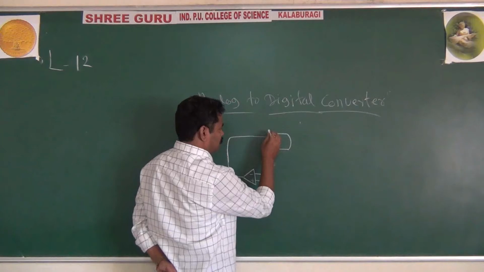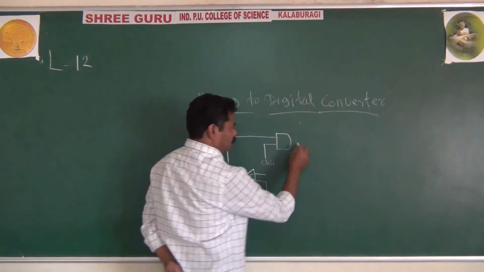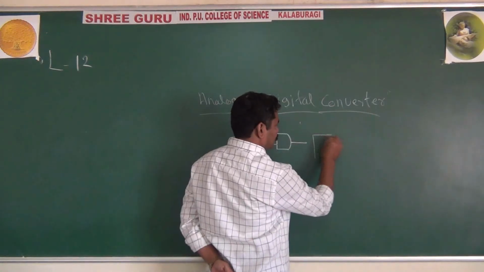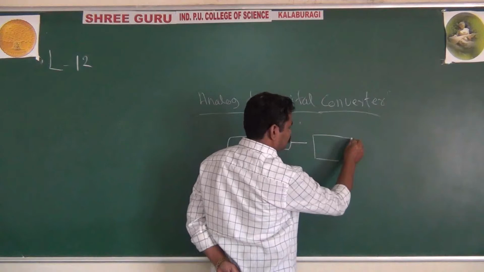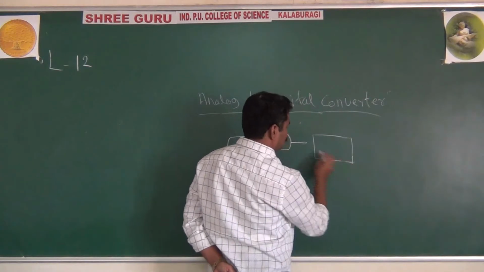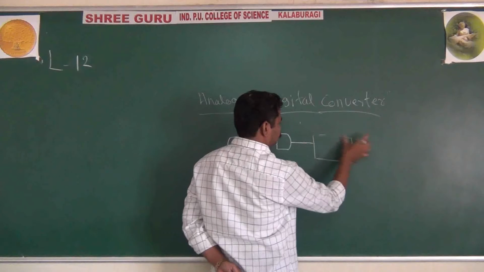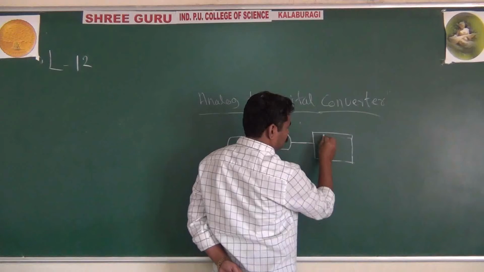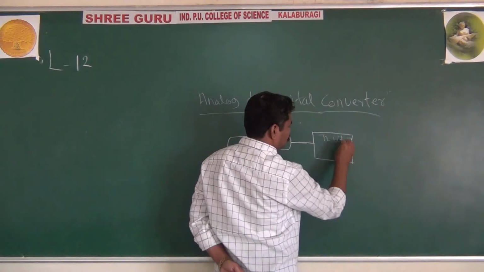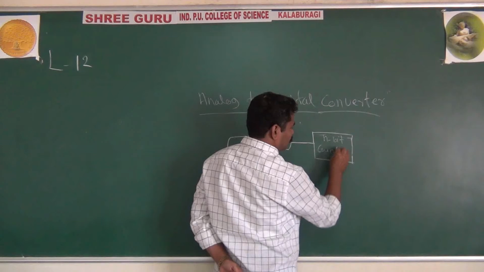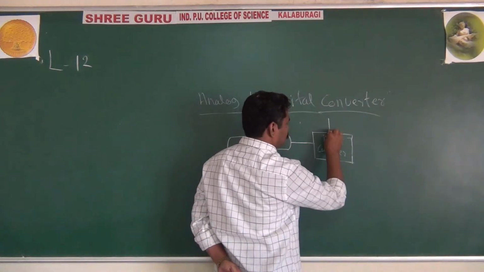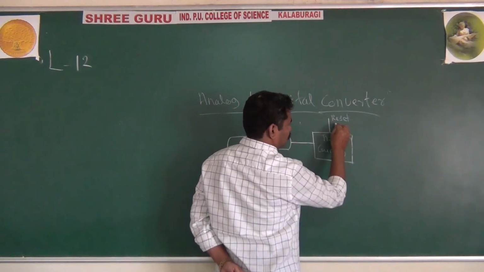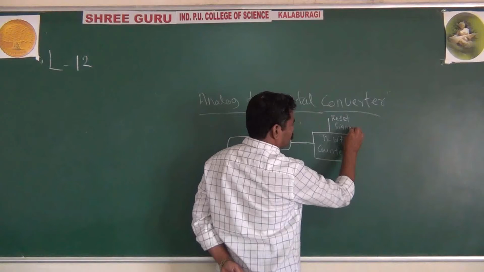The output of your AND gate is given to the N bit counter. And also we are applying a reset signal to the counter.